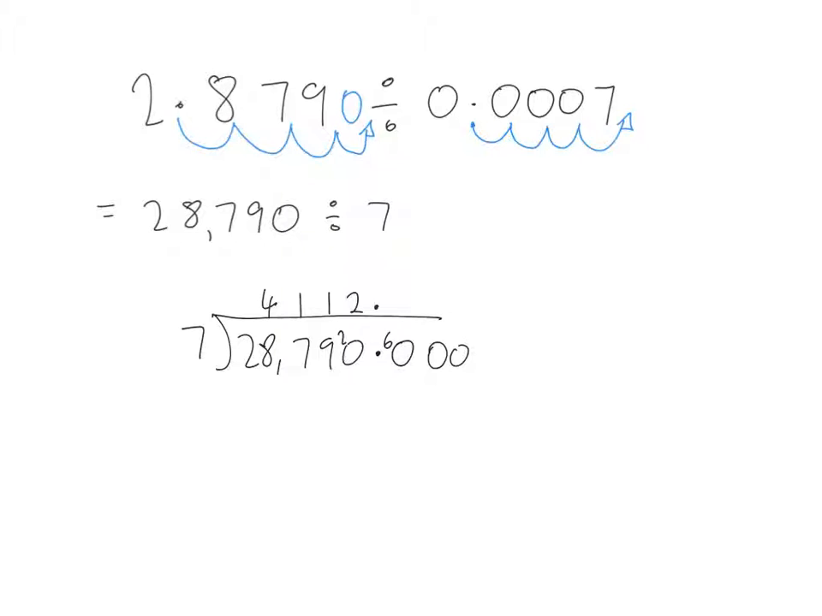Alright, 7 7s are 49, 7 8s are 56, so it looks like it'll go in 8 times. 7 8s are 56, that'll give me a remainder of 4. And then I've got, was it 7 4s 28, 7 5s are 35, so it looks like it'll go in 5 times with 5 remainder. 7 goes into 50, 7 times, 7 7s are 49, and that'll give me 1 remainder.